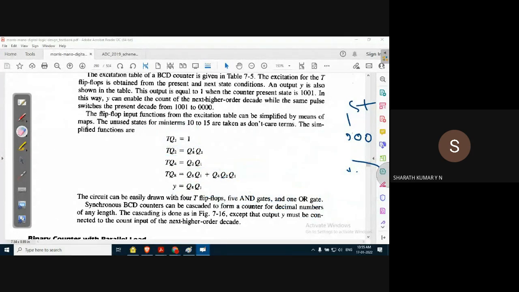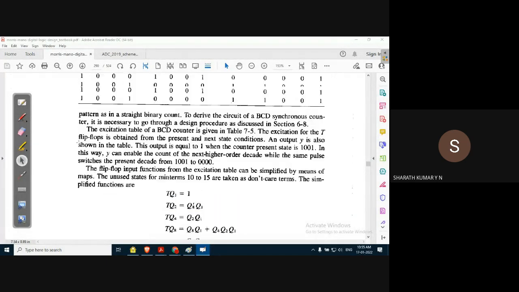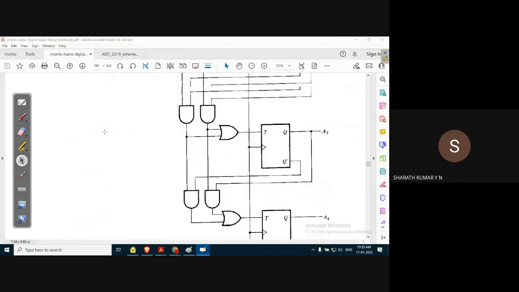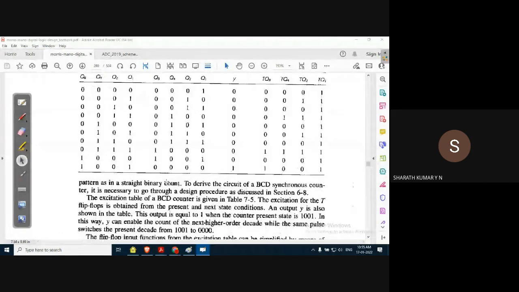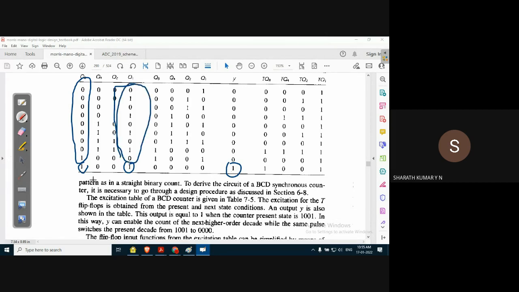Okay, so let us quickly see the realization of this. So that's why, for the Y output, it is equal to 1 only when both Q8 and Q1 are 1. If you consider the other conditions, Q8 and Q1 will never be 1 at the same time. Both are 1 only when it reaches the final count of 1001.